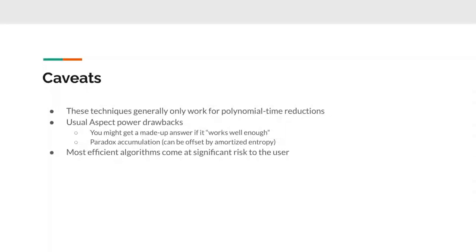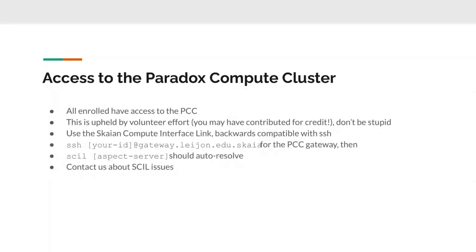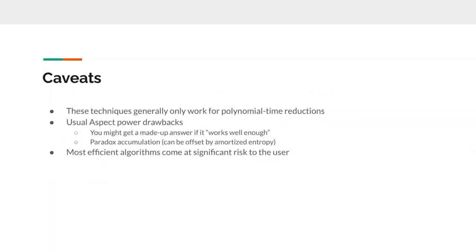Paradox accumulation means that if you use a power, you start to fade into your aspect. However, you can offset that by just getting a wrong answer on a bunch of less important stuff later, which is why we usually let you volunteer to run the paradox compute cluster for credit. It's upheld by volunteer effort. You may have contributed for credit in your freshman year. We usually say, oh yeah, if you operate the cluster, it will come with a couple of drawbacks that are very, very temporary to your personal health and your aspect powers. However, we'll let you graduate sooner. So thank you to the volunteers of the PCC for running it. This will be the end of class 1.